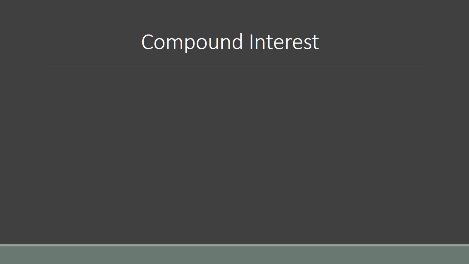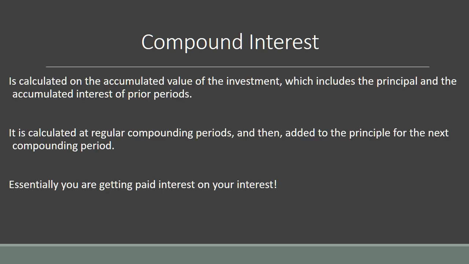So compound interest, a few quick points here. The fancy way to talk about compound interest is that it is calculated on the accumulated value of the investment, which includes the principal and the accumulated interest of prior periods. It's calculated at regular compounding periods and then added to the principal for the next compounding period. What that's a fancy way of saying is your interest earns you more interest.